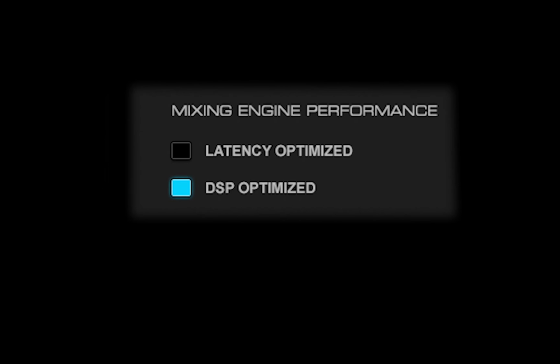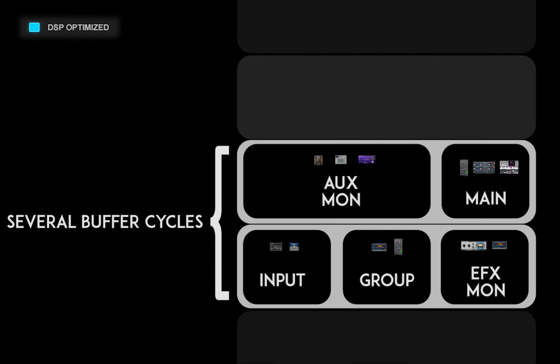In the DSP-optimized mode, processing can spread across several buffer cycles. This parallel processing provides greater DSP efficiency. Each buffer has greater processing headroom, so this mode can more easily handle plugins that create big peak loads.